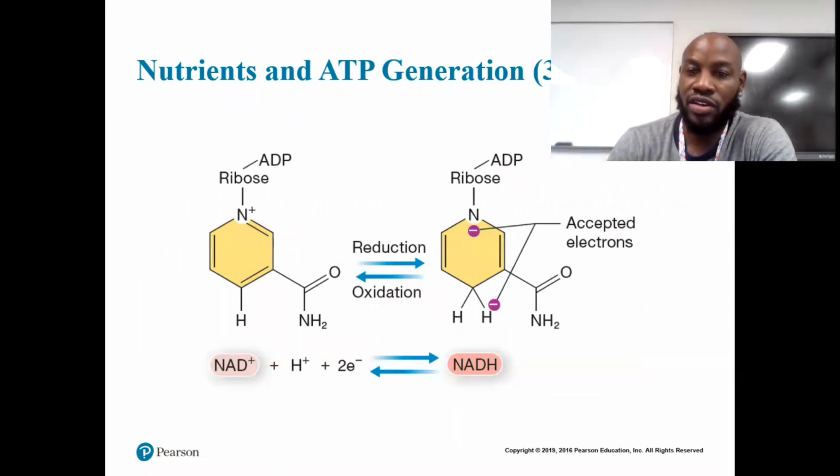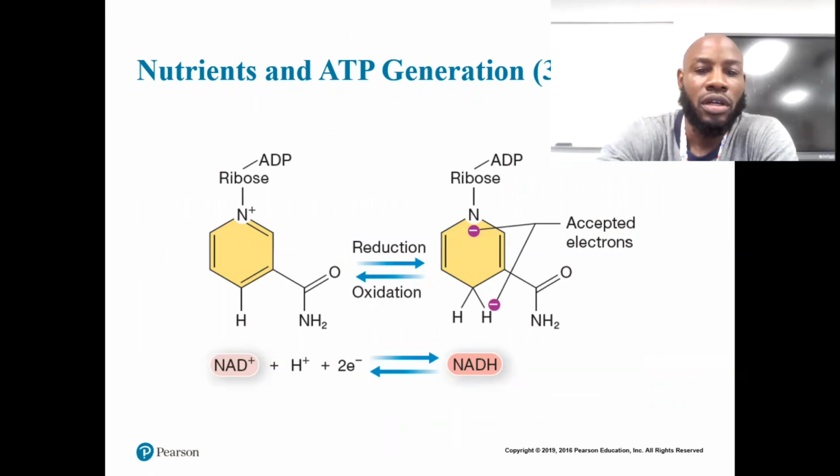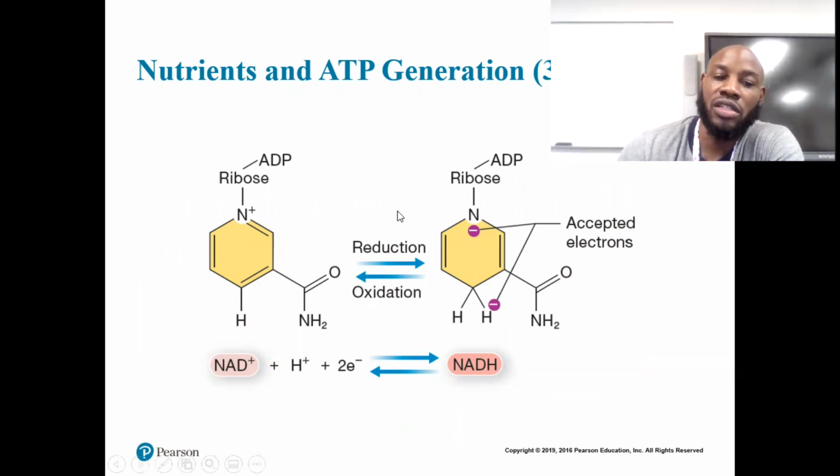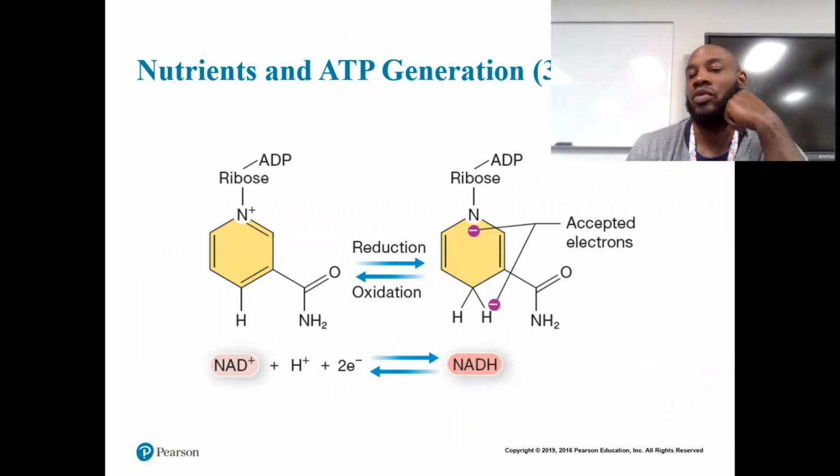All right, so we have here NAD plus a hydrogen plus 2 electrons. You gain electrons, you're reduced to NADH. You lose electrons, you're oxidized to NAD plus hydrogen plus 2 electrons, right? So reduction this way, oxidation that way. These are constantly happening, okay?